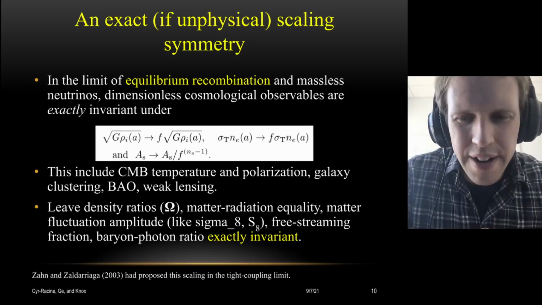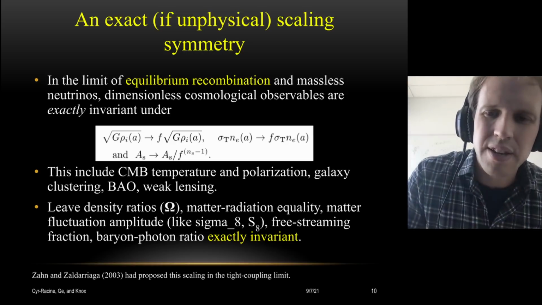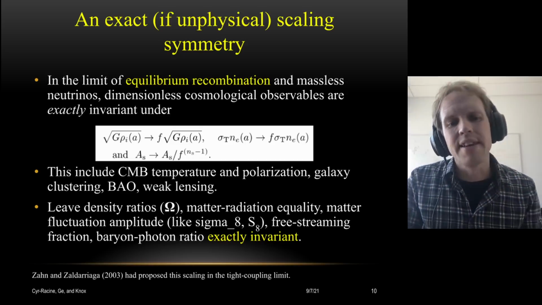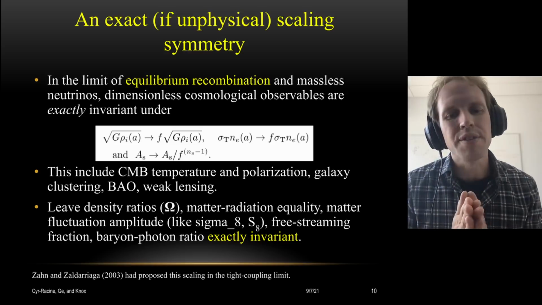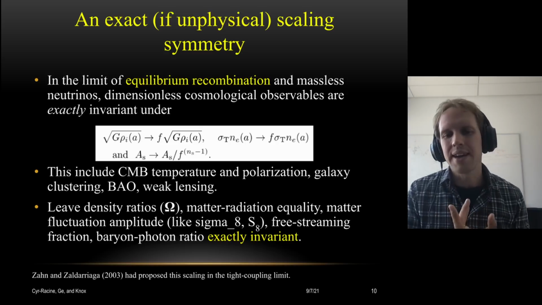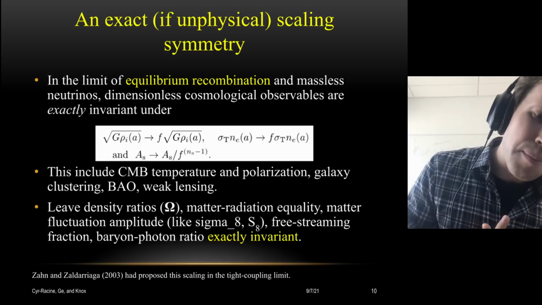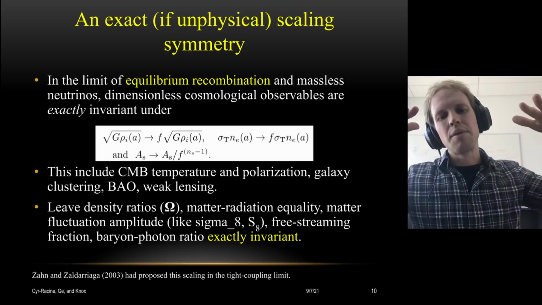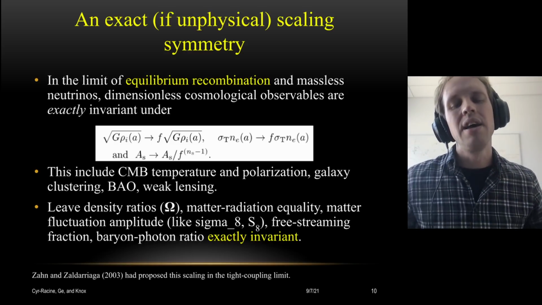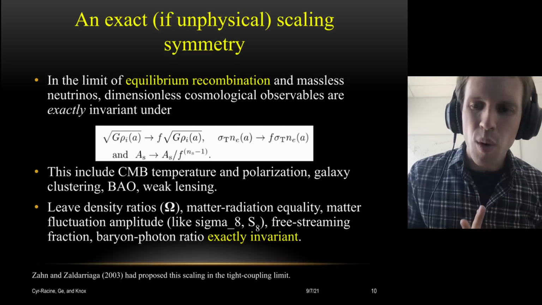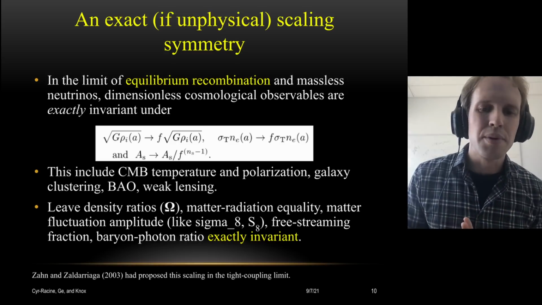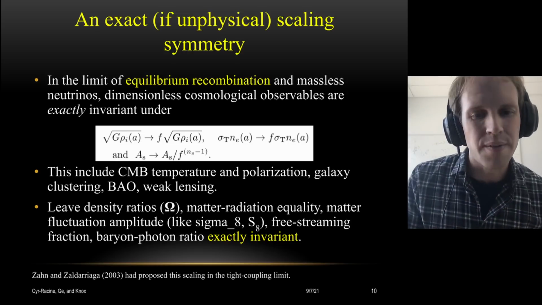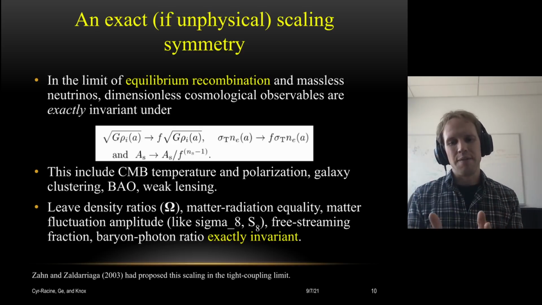Now, which observables are invariant under this? Things like CMB temperature and polarization spectra, galaxy clustering, baryon acoustic oscillations, shear power spectra from weak lensing. And by construction, this also leaves invariant density ratios. All the omegas that we're familiar with from cosmology, things like omega_m, omega_lambda, are invariant basically because we're rescaling the critical density and the density of all the components the same way. So all these density ratios are invariant. But of course, that also means we leave things like matter-radiation equality invariant, the matter fluctuation amplitude, things like sigma_8 or S_8, whichever combination you prefer, the free-streaming fraction of radiation throughout the universe, the baryon-photon ratio, all by construction invariant under this transformation.